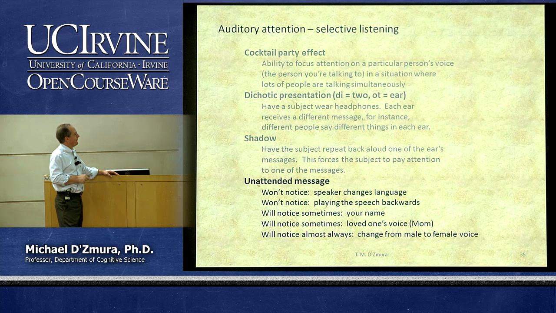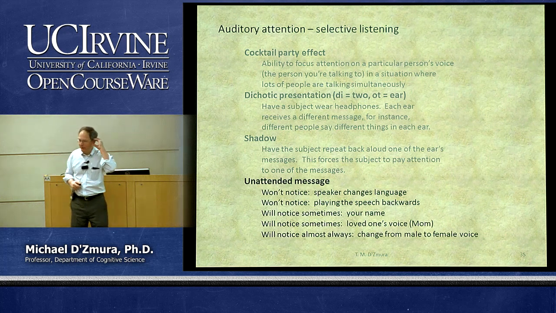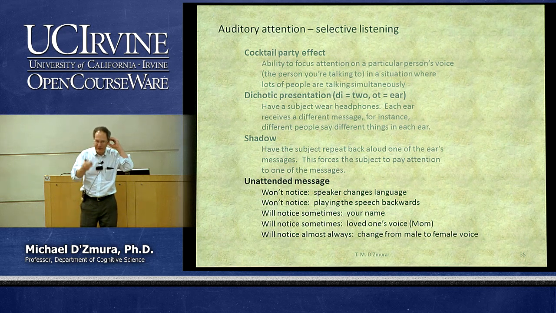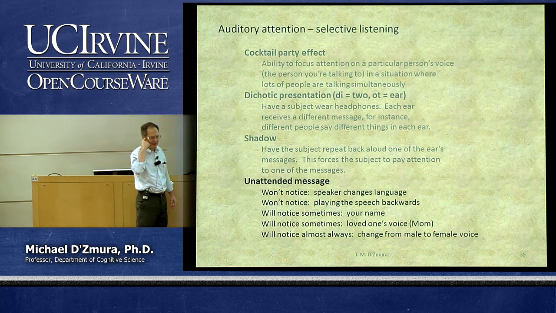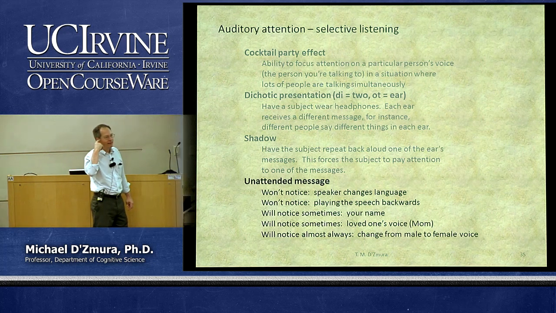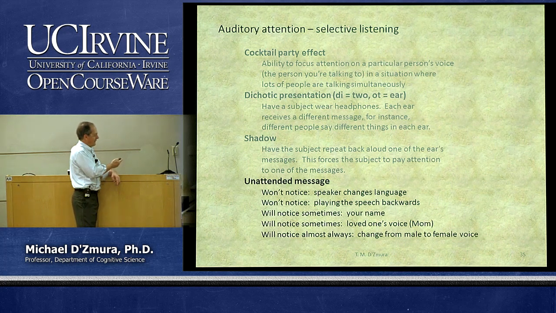It's sort of interesting. The unattended ear, the one that you're not shadowing, the person who's speaking can change the language that they're speaking, and you won't notice it. So a subject in this experiment is paying attention to what's being said in one ear, and shadowing it back. And you have to wonder how much of the message in the unattended, ignored ear gets through. Well, if the speaker in the ignored ear changes language, you won't notice it. If you take that speaker and you start playing their speech backwards, you won't notice it.